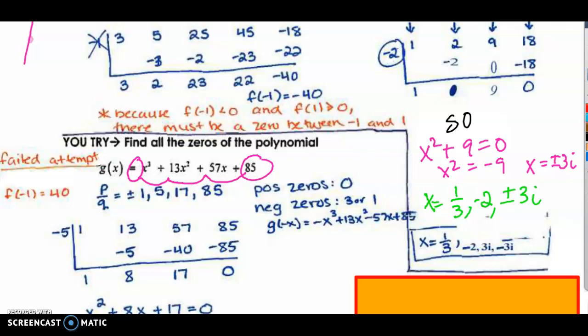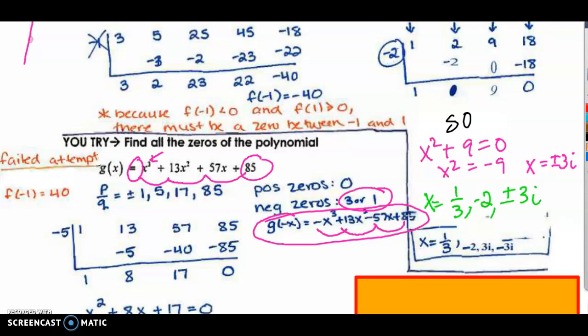However, when I plug in negative x, I have 1, 2, 3 sign changes, which means I could have 3 or 1 negative zeros. So look, the degree is 3. So if I have 3 negative zeros, we're done. If I have 1 negative zero, then that means I have 2 imaginary because we have to have a total of 3 zeros.